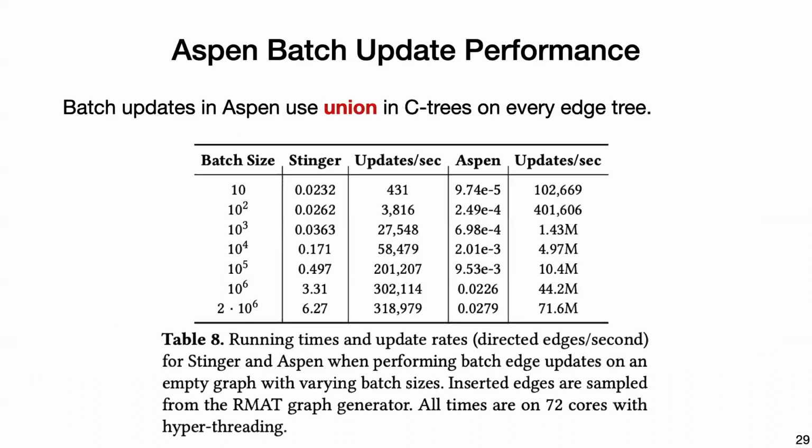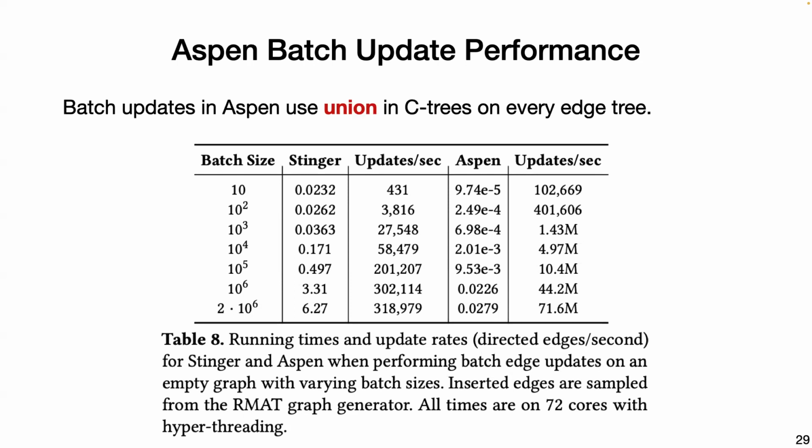Okay. So here are some performance numbers that they had. Like I said, they use union in the C trees to implement the batch update API at the highest level. In the batch update API, you give it an array of some size, and under the hood, they separate it out into the different vertices, and then they call the lower level batch update that we just saw on each of those edge lists.